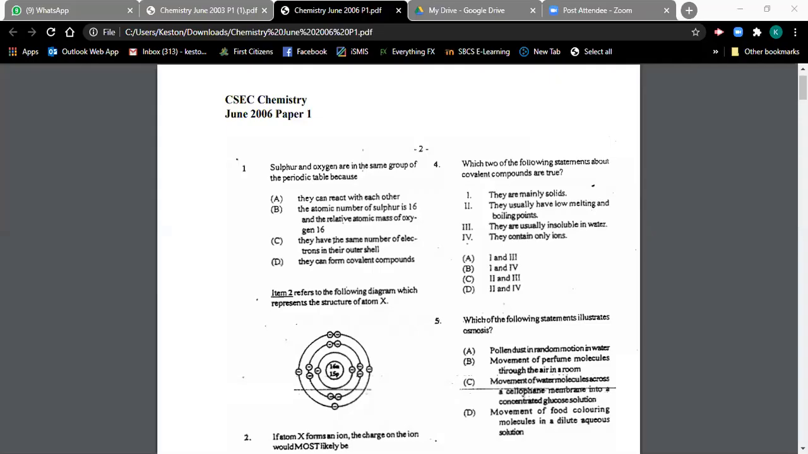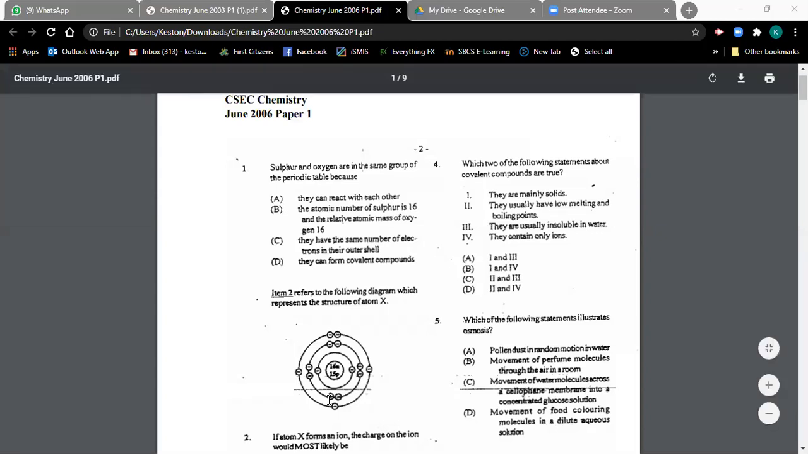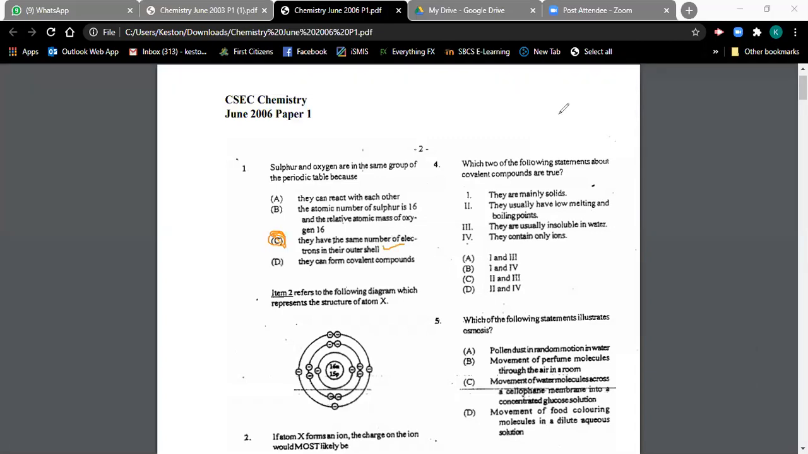All right, so you're looking at June 2006, paper 1 Chem. Let's start. Sulfur and oxygen are in the same group of the periodic table because... why would they be in the same group? Elements in the same group have the same number of what? Correct. C. They have the same number of electrons on the outer shell. Right. So for this one, we're gonna get C here. Same number of electrons on the outer shell.